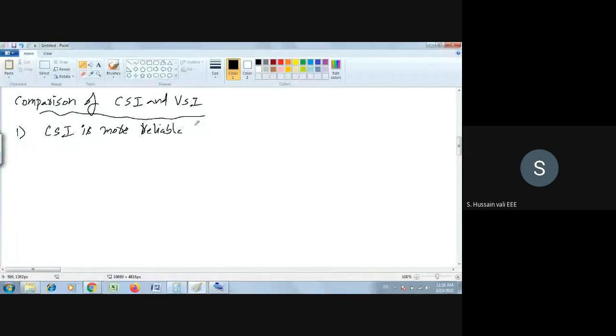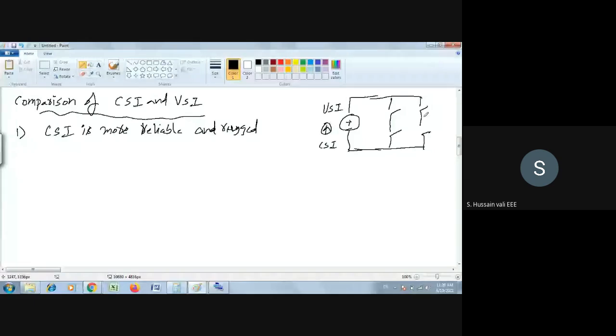What is the reason? First of all, I will tell you why you are calling it more reliable. You see here, this is an inverter. Here you have DC supply. This is voltage source inverter, whereas if you have current source, we call it current source inverter. That is the only difference, and the remaining are all the same.